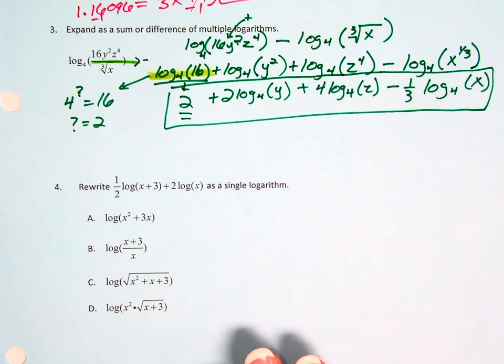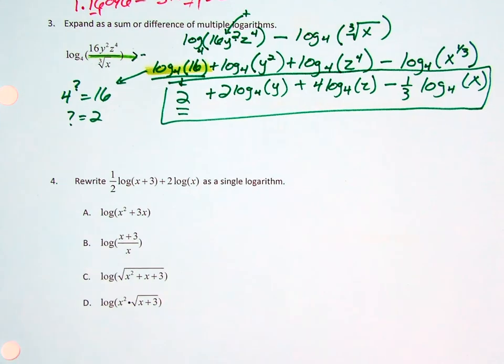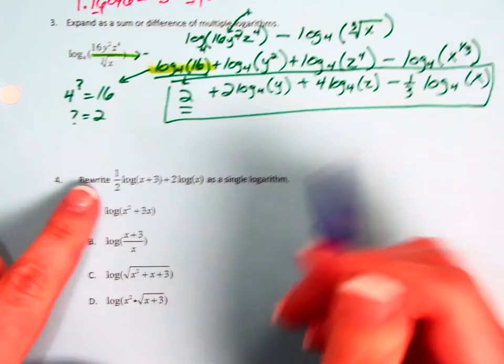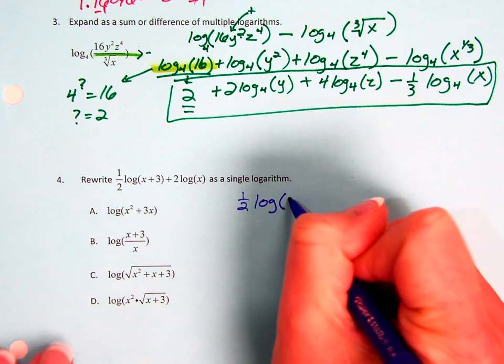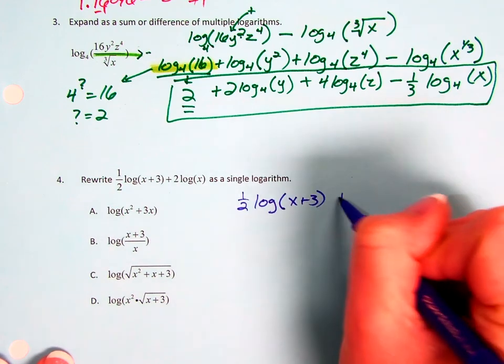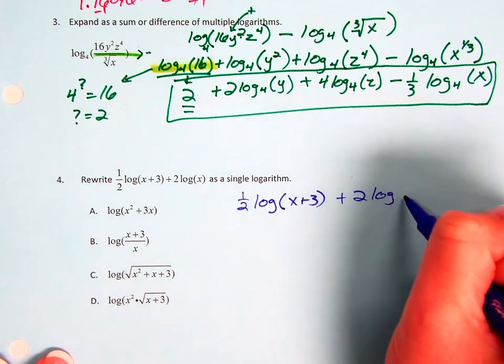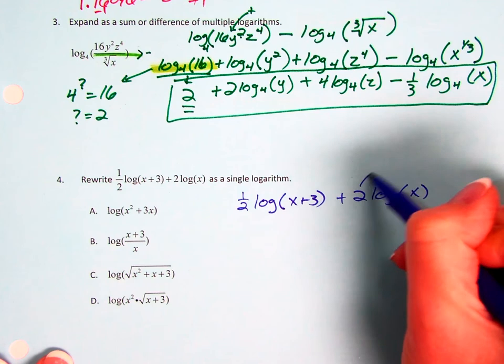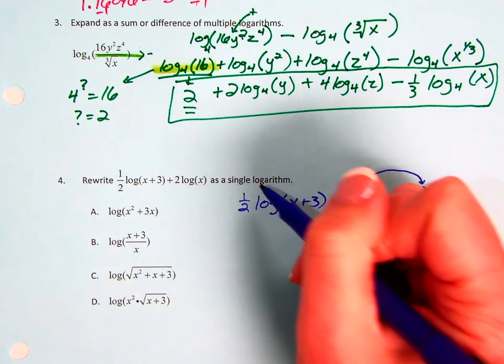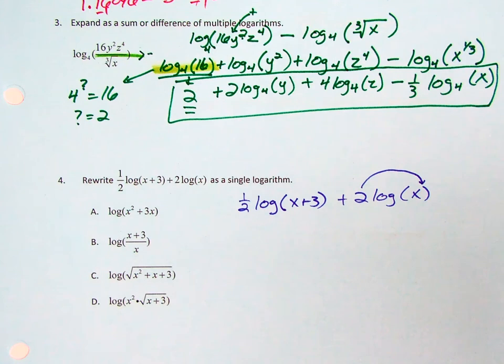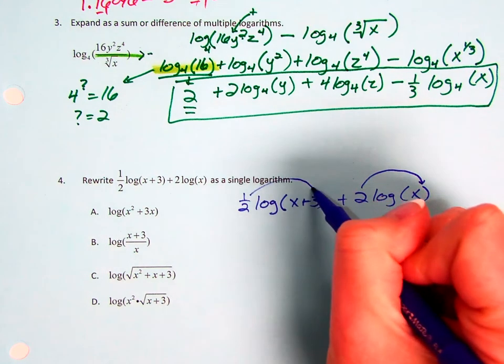All right, and number 4 asks you to rewrite this as a single log. In other words, we're going to need to compact it back together. So we have 1/2 log of x plus 3 plus 2 log of x. And remember, this really just means I'm going to take this and put it in here as an exponent, because we can't deal with the addition until we get rid of the rest of it. So this would be to the 1/2 power, right?